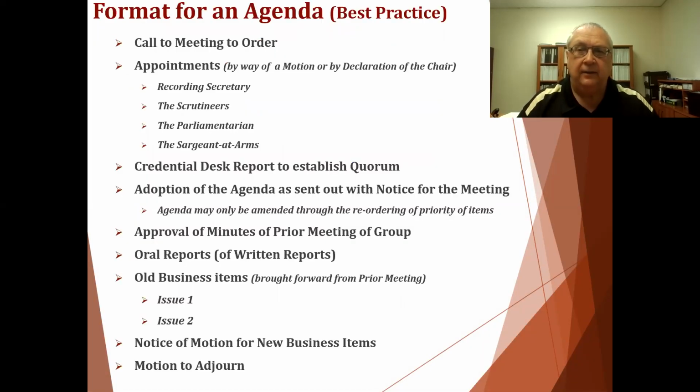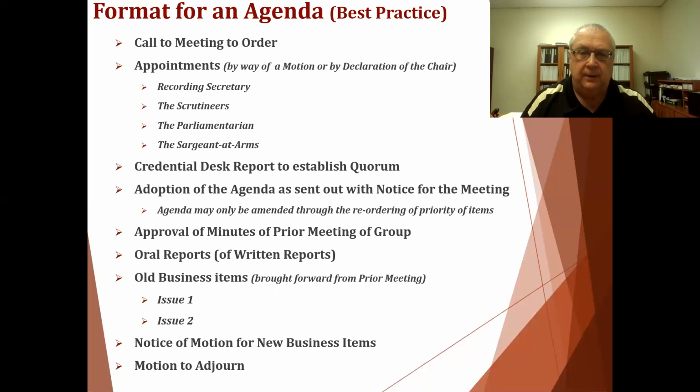So here is a format I'm suggesting for everyone's consideration, to be adopted for your organization. Basically, the structure works this way. We call the meeting to order, and then the chair, the presiding officer, makes a series of appointments: the recording secretary, the scrutineers, the parliamentarian, and the sergeant at arms. We then go to the credential desk to establish if we have quorum. We then ask the group to adopt the agenda as sent out with the notice.